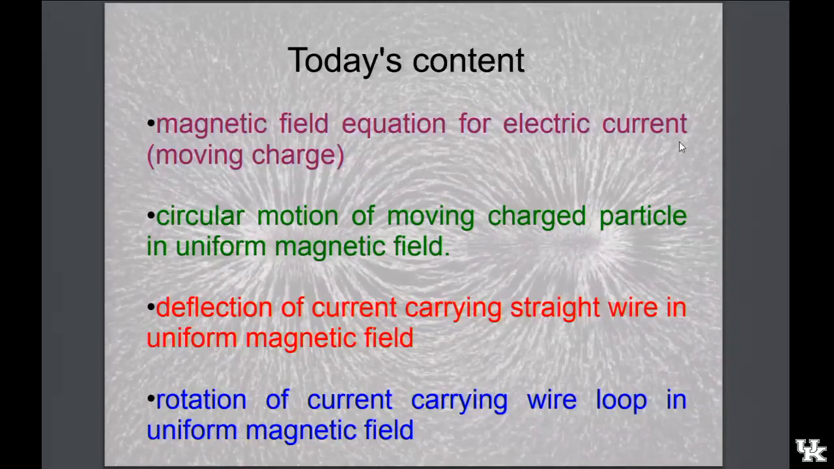And then finally, we're going to look at the rotation of a current carrying loop of wire in a magnetic field. So most of this class is about some illustrations, some examples, some applications of magnetic interactions involving moving charged particles, involving electrical currents.